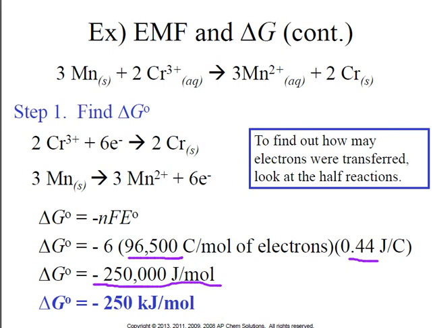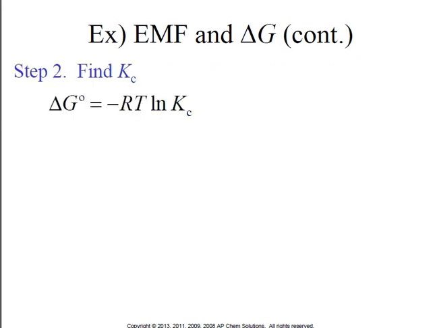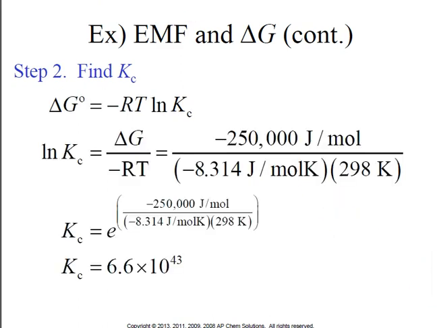Now, recall from last chapter that once we have delta G, we can find K by using negative RT ln of K. We use Kc here if we're dealing with things that are aqueous, or Kp if we have gases. And in this case, we have aqueous things, so Kc is perfect. All right, now we're solving for K.